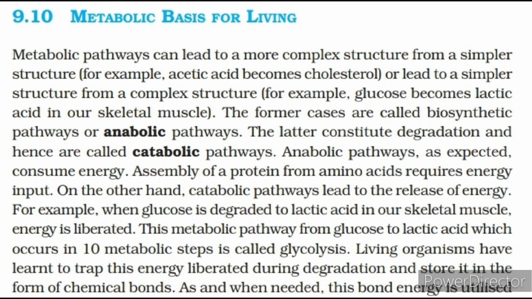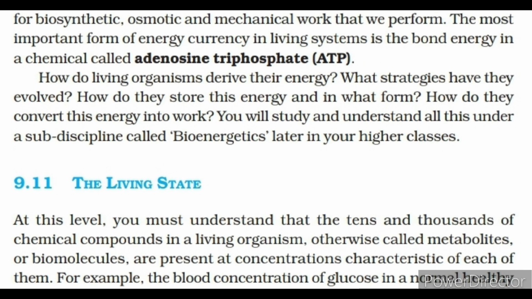On the other hand, catabolic pathways lead to the release of energy. For example, when glucose is degraded to lactic acid in our skeletal muscle, energy is liberated. This metabolic pathway from glucose to lactic acid which occurs in 10 metabolic steps is called glycolysis. Living organisms have learned to trap this energy liberated during degradation and store it in the form of chemical bonds. As and when needed, this bond energy is utilized for biosynthetic, osmotic and mechanical work that we perform. The most important form of energy currency in living systems is the bond energy in a chemical called adenosine triphosphate, ATP.